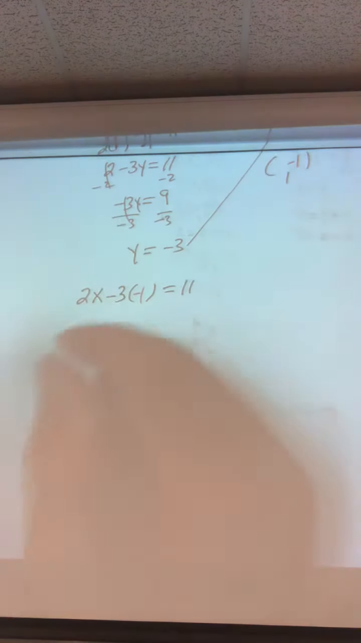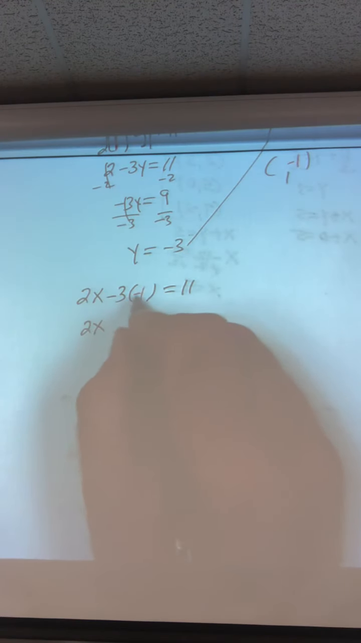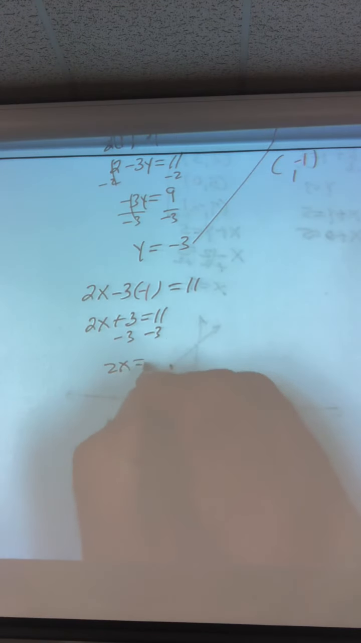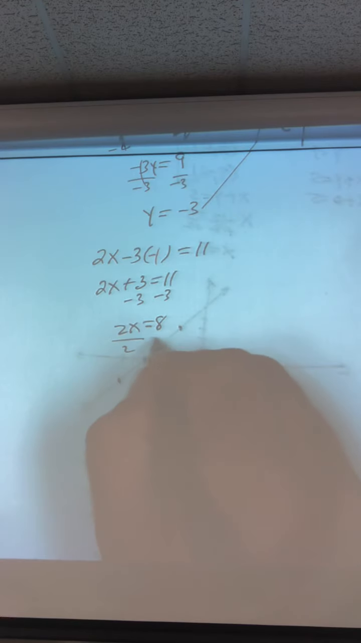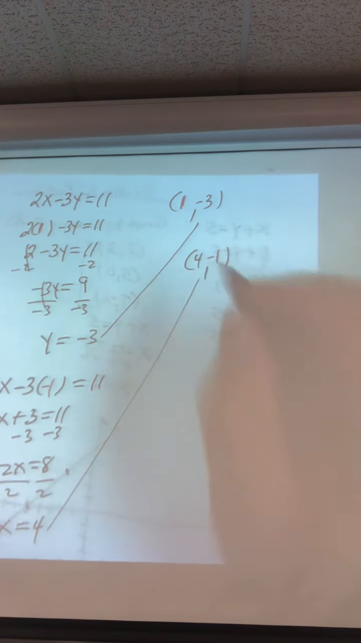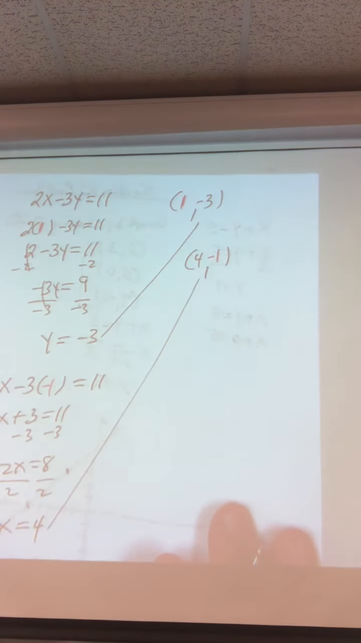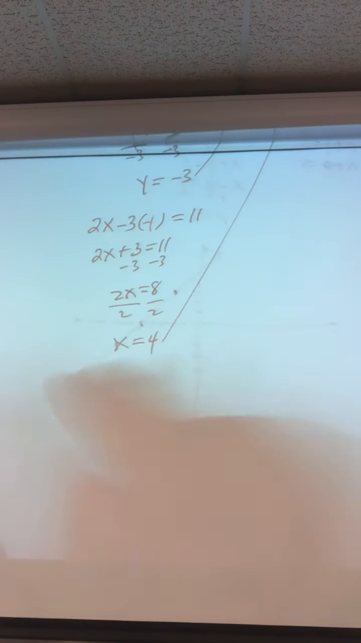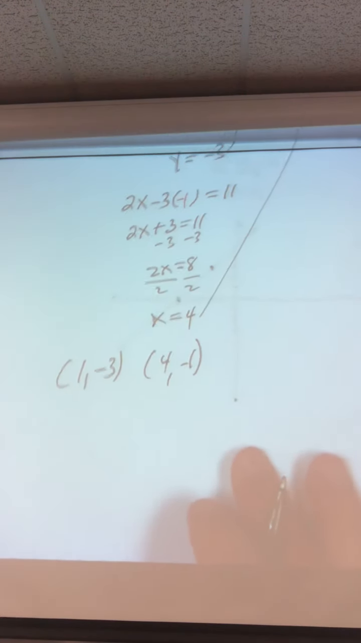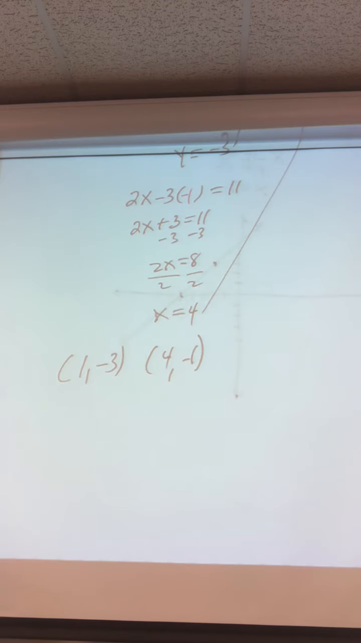All right, when I do that, this is 2x. -3 times -1 is +3 equals 11. Subtract 3 from both sides. 2x equals 8. Then divide by 2 to get x equal 4. So I take that number, bring it back up here, and put 4. So all you do is take 1 comma -3 and 4 comma -1. Those are two of my answers.